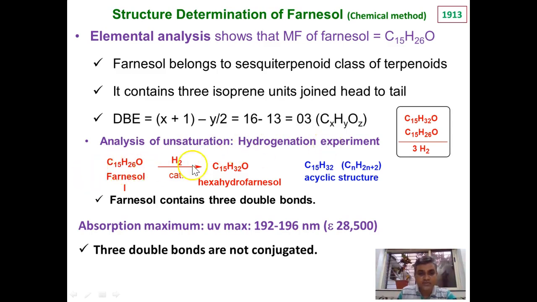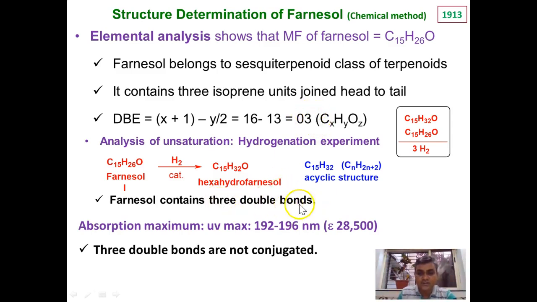Farnesol is subjected to hydrogenation in presence of a catalyst, and after the hydrogenation experiment, the product is purified and subjected to elemental analysis. The molecular formula of the hydrogenation product was found to be C15H32O. Now, if we subtract the molecular formula of the farnesol from the hydrogenation product, we see that farnesol has consumed 3 molecules of hydrogen. Since it has consumed 3 molecules of hydrogen, it means that farnesol contains 3 double bonds. So, 3 degrees of unsaturation in farnesol correspond to 3 double bonds.